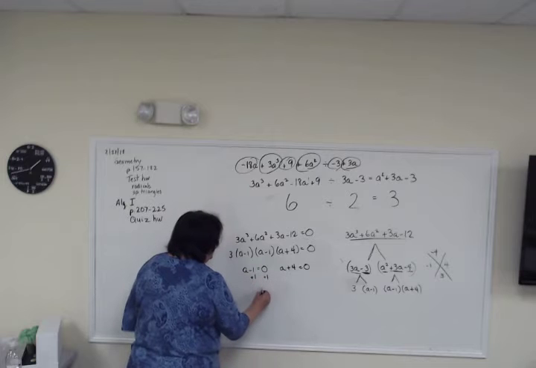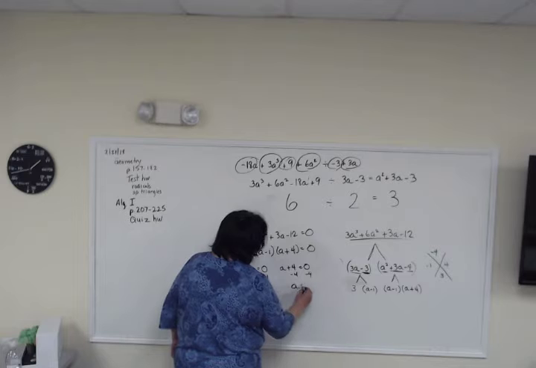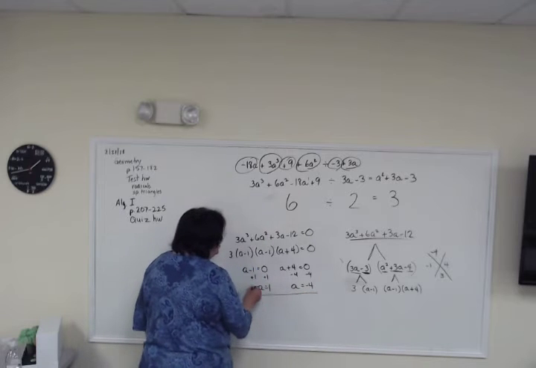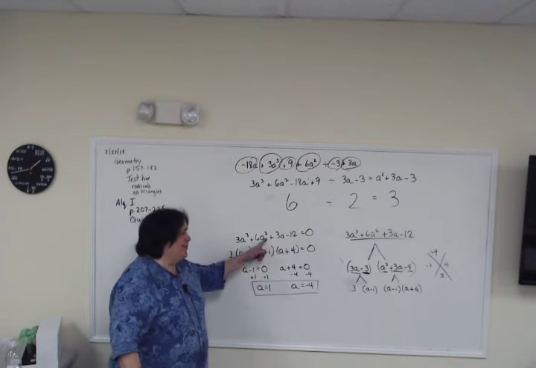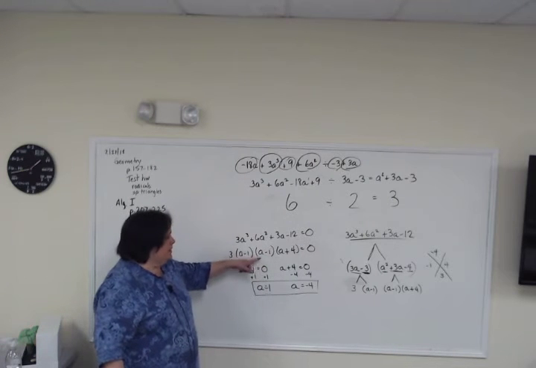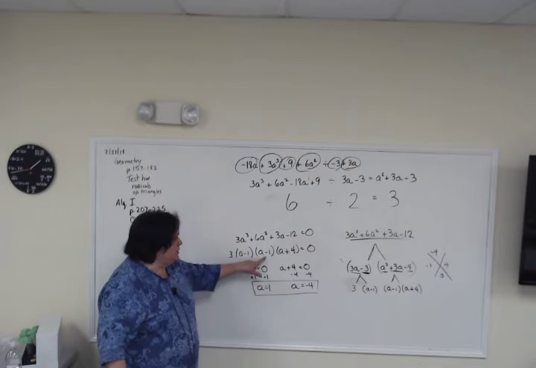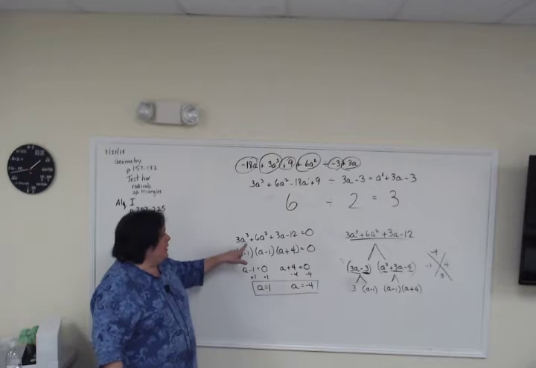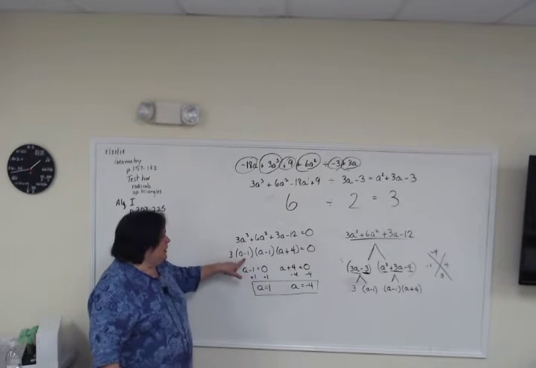Add 1 to both sides, a equals 1. Subtract 4 from both sides, a equals negative 4. This one has two solutions. If I hadn't messed this up, right? So there are two solutions to this equation. There should be three, but you see this one is double. Okay, and so there are three solutions, but one of them is a duplicate.